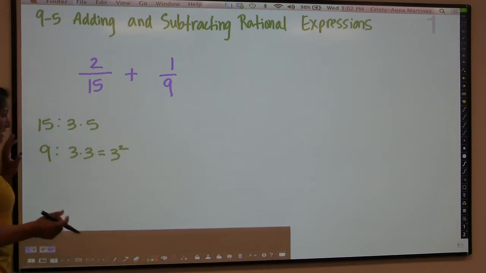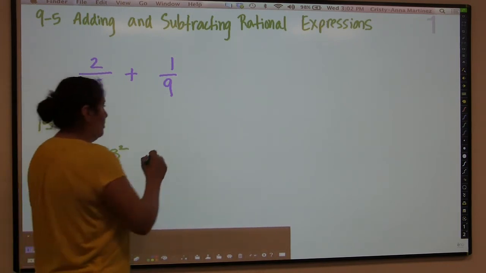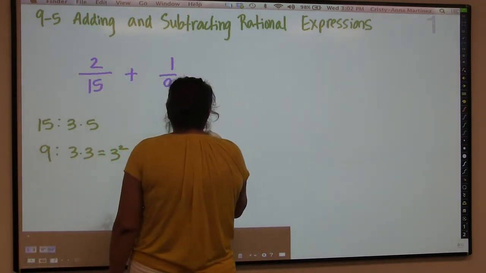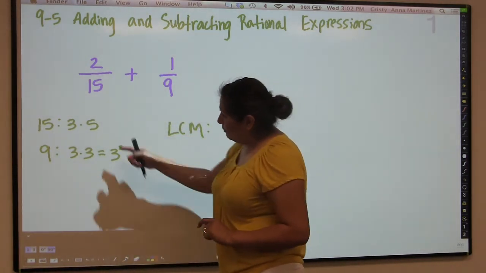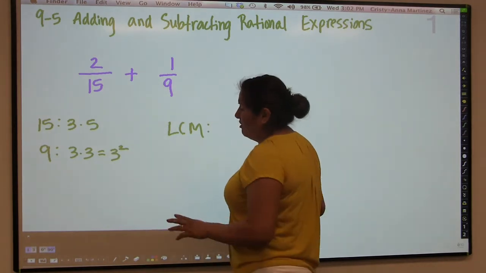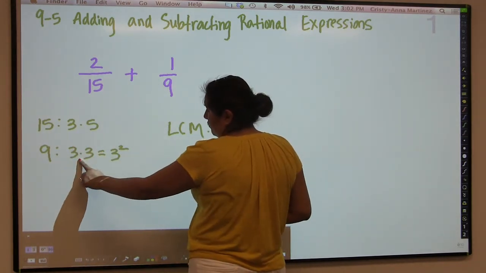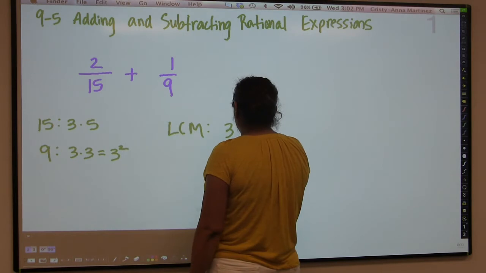Now the rule of thumb is that when you're looking for the least common multiple, you have to take every factor that is represented between the two. So in other words, they have 3, 5, and 3. So the two factors are 3 and 5.